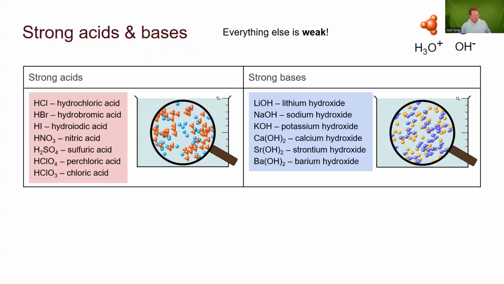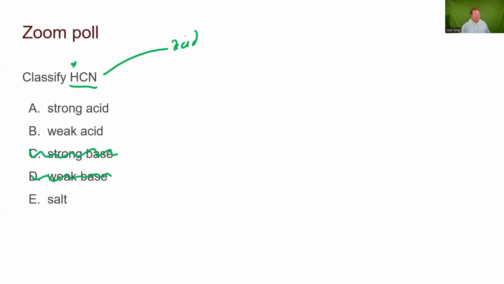Now, follow up: HCN, is it a strong acid? No, it's not. So A is out. So I'm really left with weak acids and salts. Have we talked about salts? We have not. So at this point in class, B is our answer. It is a weak acid.